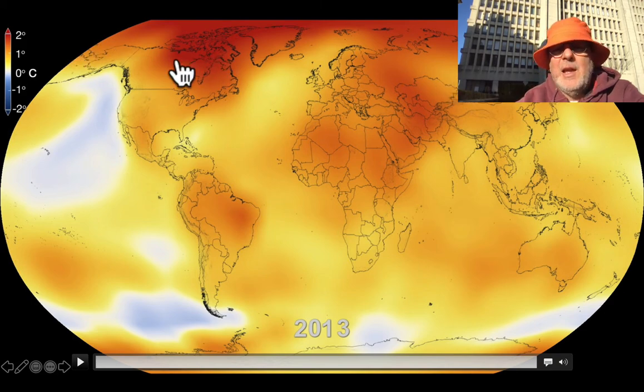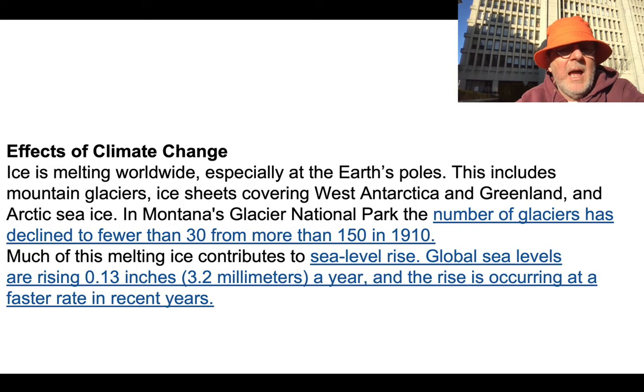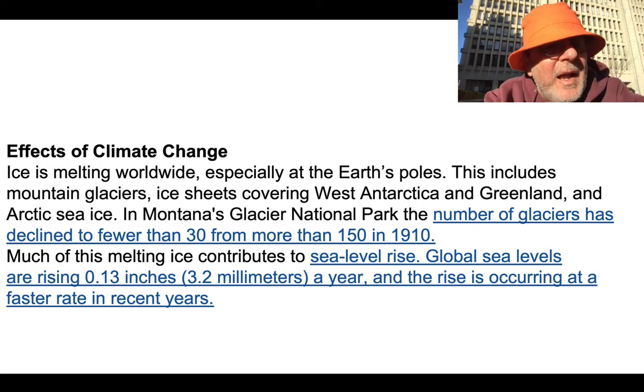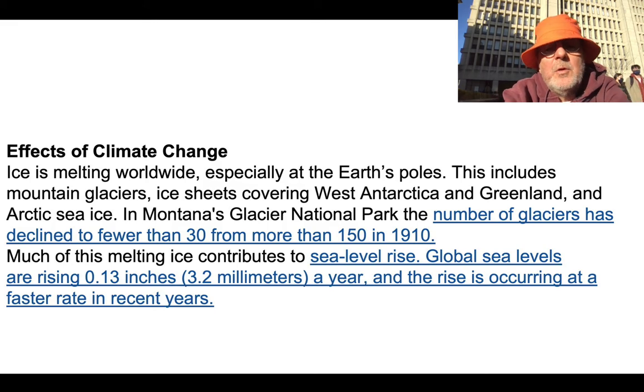And it's this area, actually, that is very troubling, because this has got this feedback loop where as it warms, it will cause more warming. And in general, the warming is going to have lots of impacts. So the effects could include ice is melting worldwide, especially at the Earth's poles. This includes mountain glaciers, ice sheets covering West Antarctica and Greenland, and the Arctic sea ice. In Montana's Glacier National Park, the number of glaciers has declined to fewer than 30 from more than 150 in 1910. Much of this melting ice contributes to sea level rise.